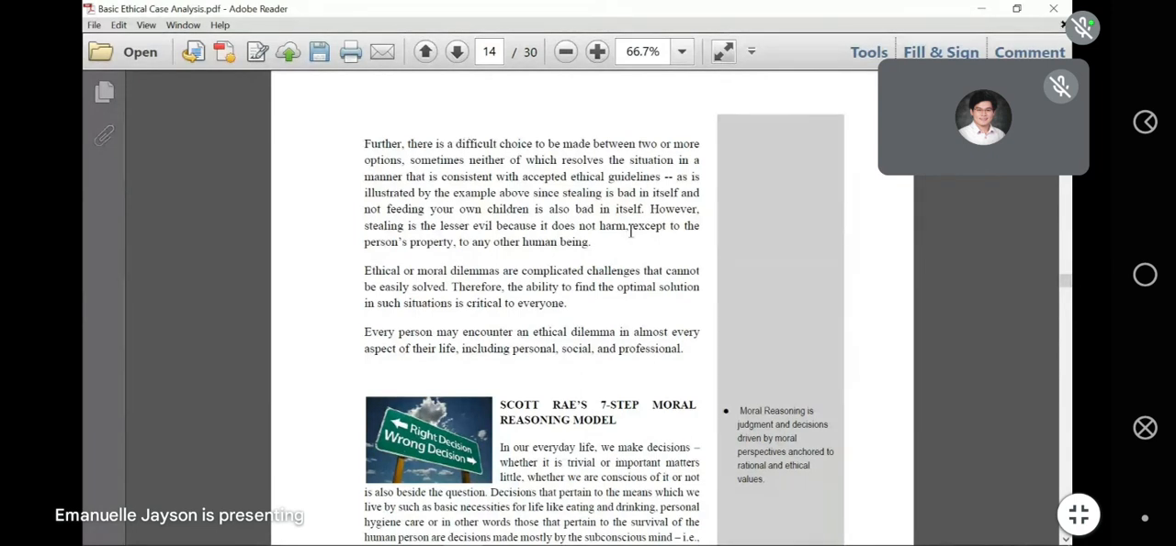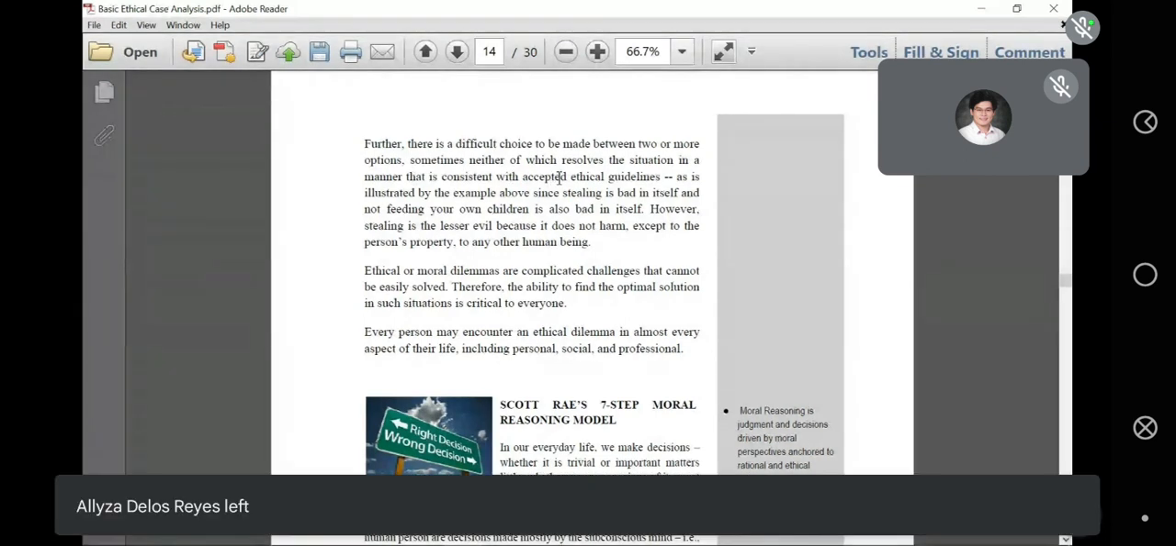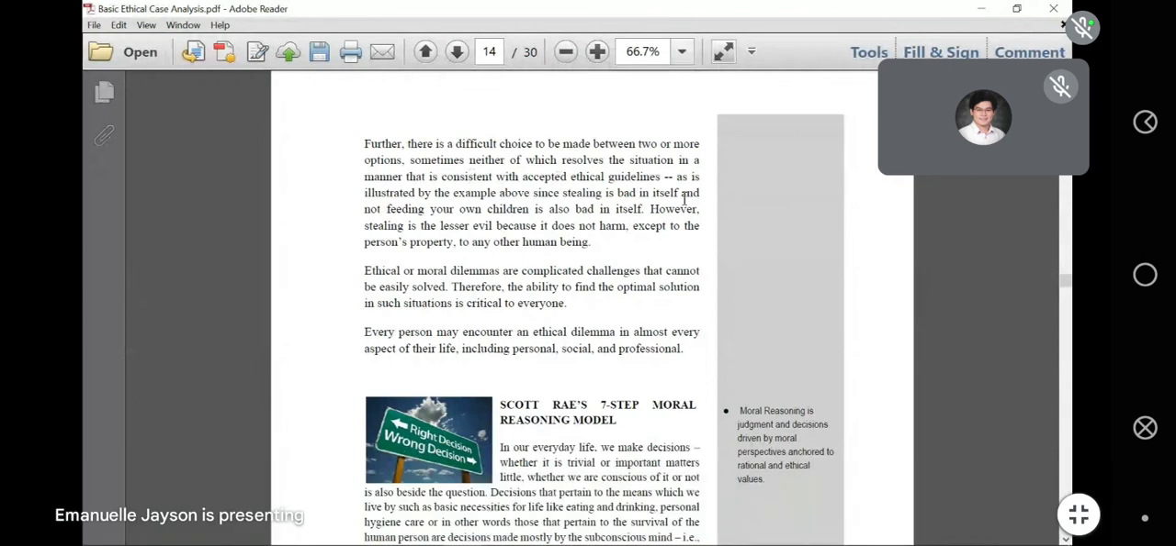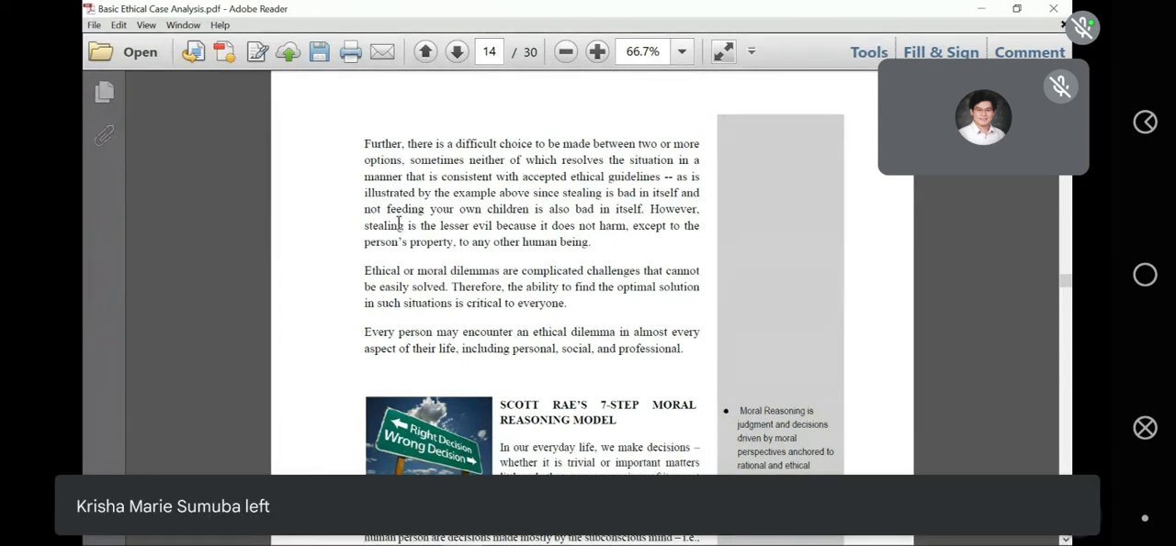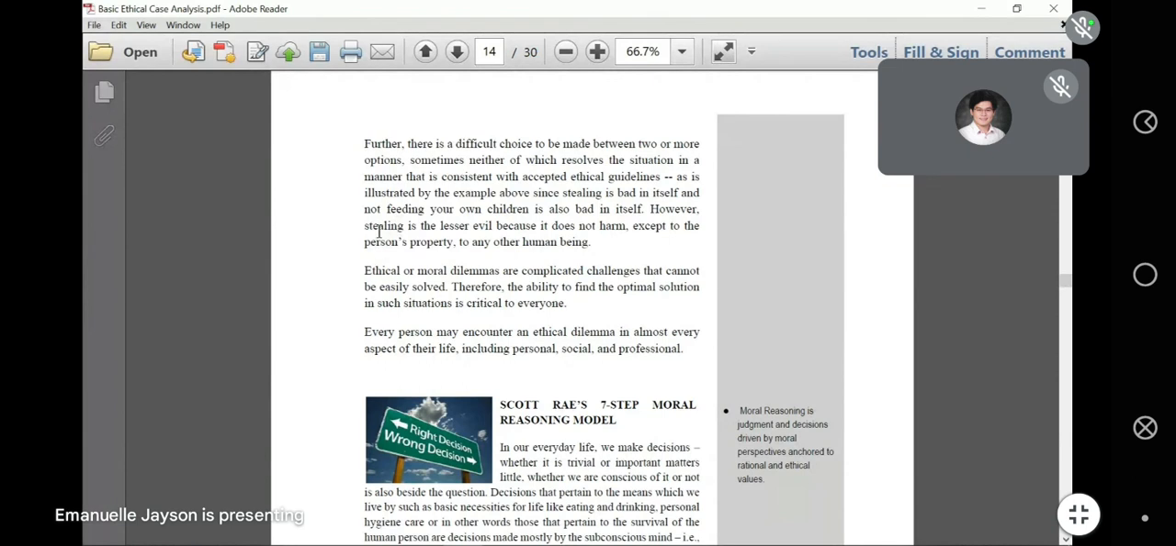So further, there is a difficult choice to be made between two or more options, sometimes neither of which resolves the situation in a manner that is consistent with acceptable ethical guidelines. So for example, yung kanina, yung mother who is unemployed but has children, and these children of her are getting hungry, that could lead to starvation and eventually, unfortunately, to death.